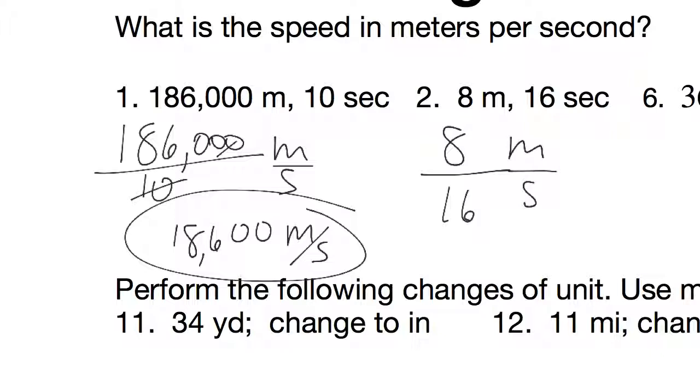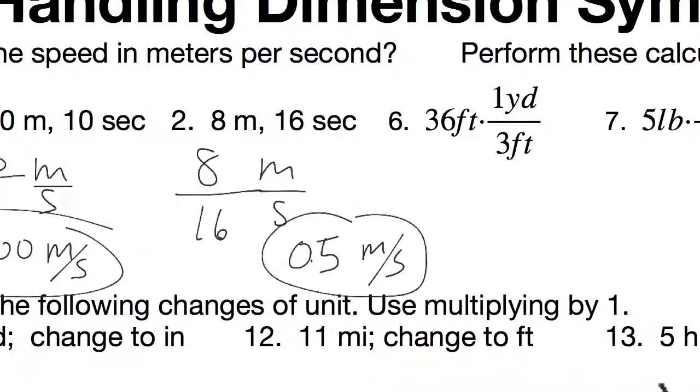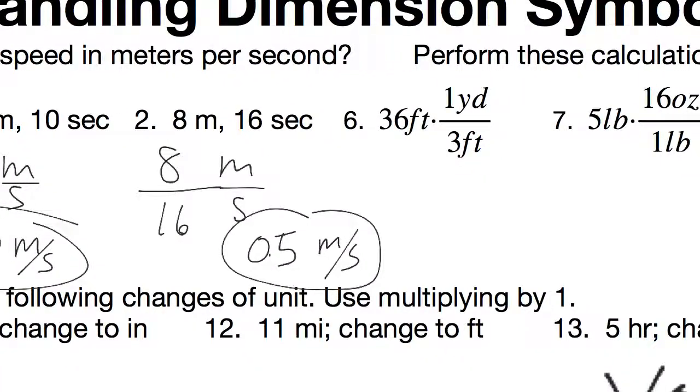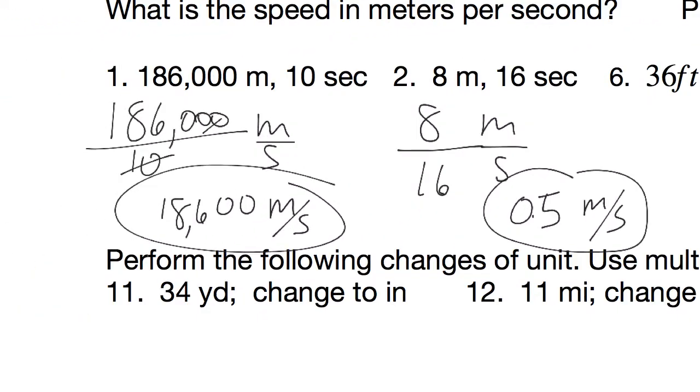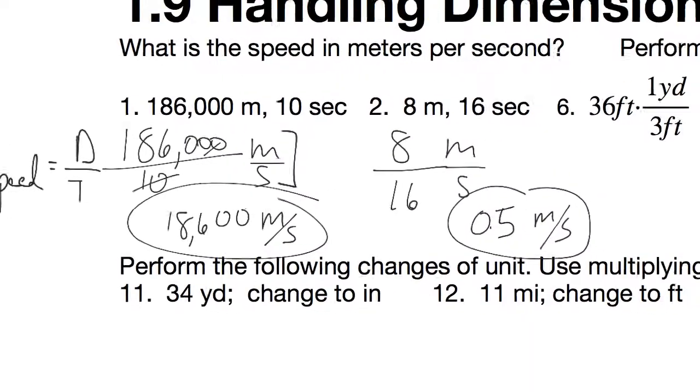Number 2, 18 meters in 16 seconds. That's 18 over 16 meters per second. Simplify that down, you get 0.5 meters per second as an average speed. So that's how you find speed. Speed is going to be equal to distance divided by time. And you notice that the units also turn into fractions as well. Meters per second as a fraction.